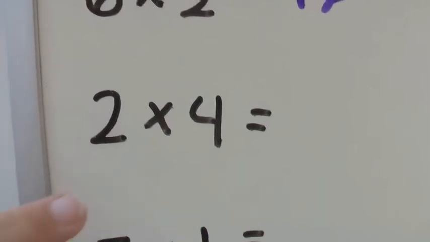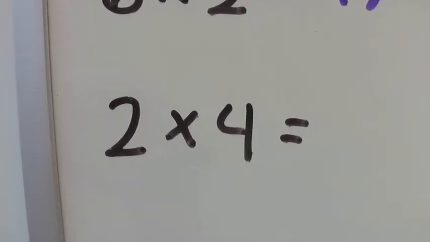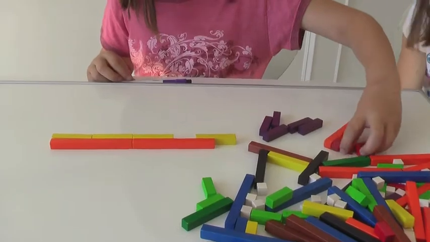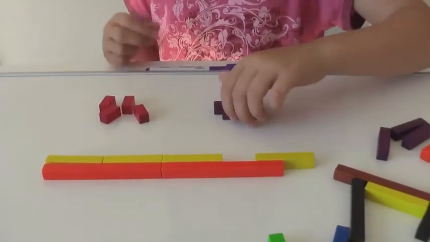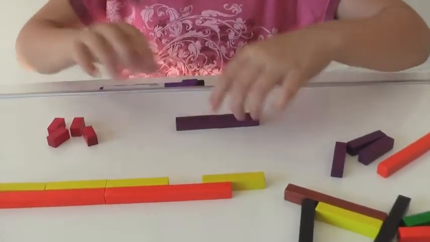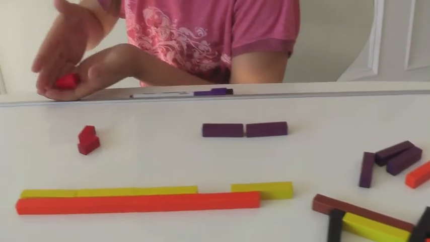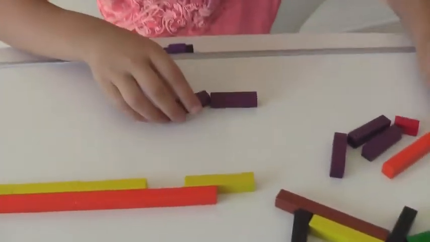Okay, next one. 2 of 4. So get 2 of the 4 rods. 4s are purple. So you could do it either way. That way or that way. Yeah, you already know about the commutative property. So it would be 8. See, 4 plus 4 is 8. And then 2, 4, 6, 8. That's right, and that's the same as well.